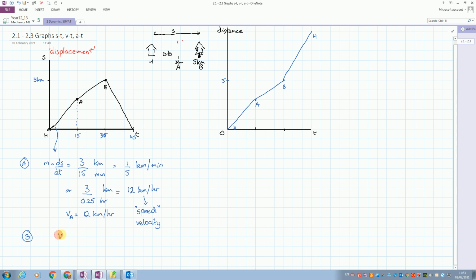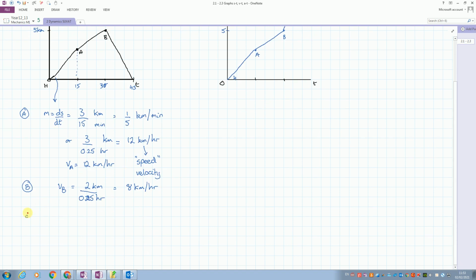Let's do the same thing for VB. So VB is the distance covered in the time frame for B. And this time it was only 2 kilometers. Again, in a quarter of an hour. And that will give me a final velocity of 8 kilometers per hour for VB. And then the journey home, C coming home, we now actually do a reverse distance of 5 kilometers for 0.25 of an hour, and that gives me minus 20 kilometers per hour.